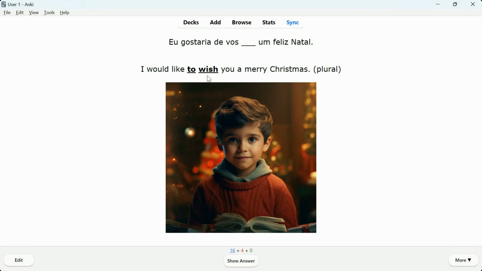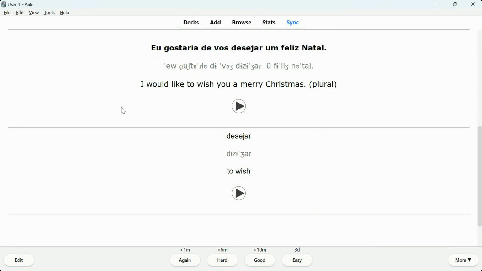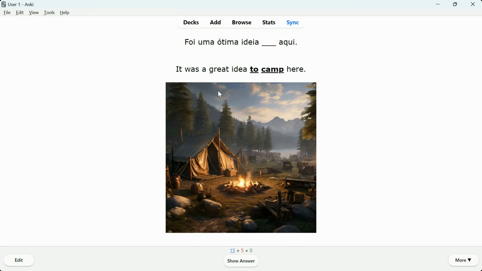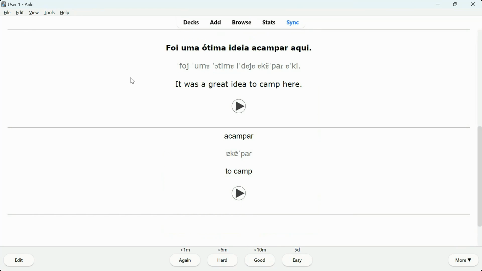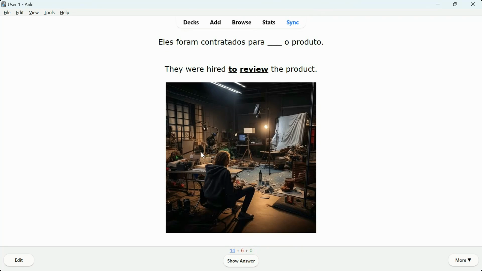I would like to wish you a Merry Christmas. To wish. Eu gostaria de vos desejar um Feliz Natal. Desejar. It was a great idea to camp here. To camp. Foi uma ótima ideia acampar aqui. Acampar. And one more.